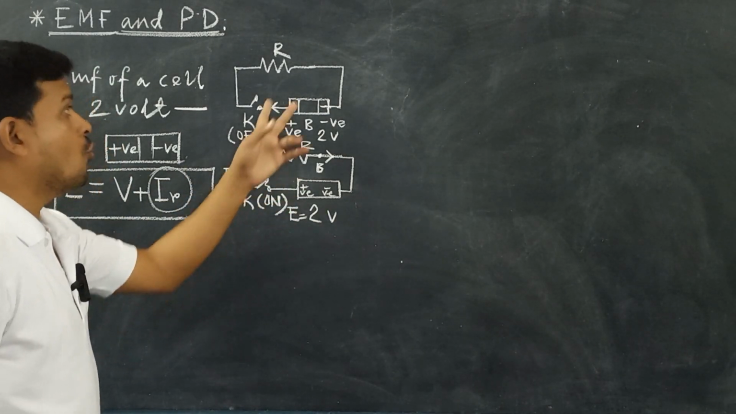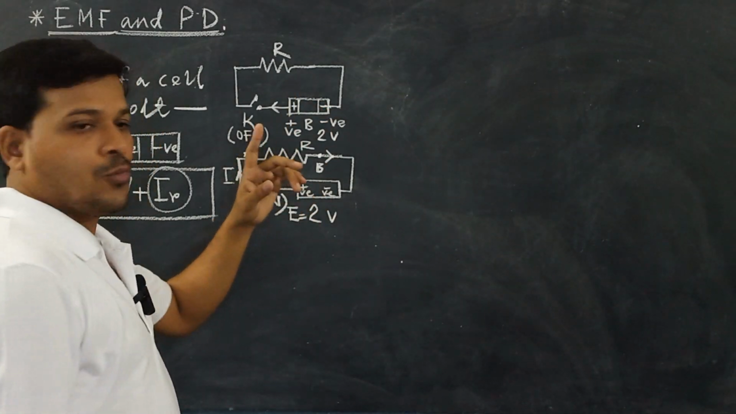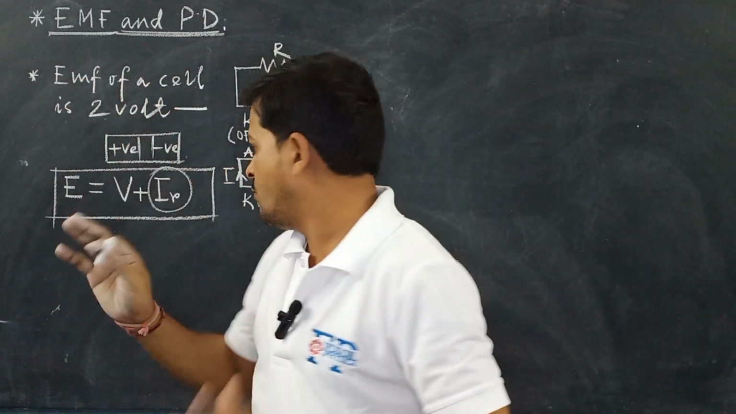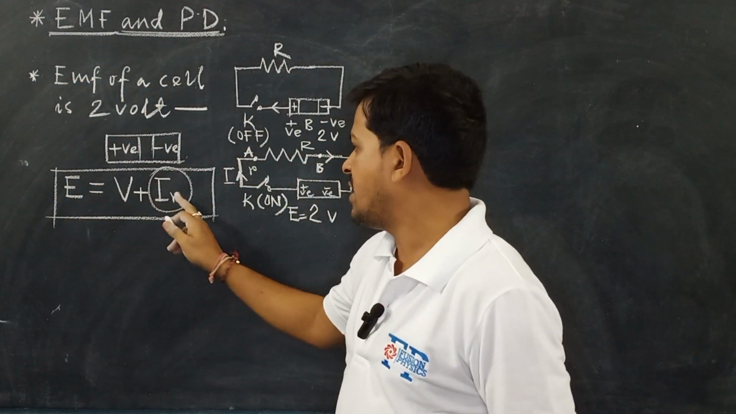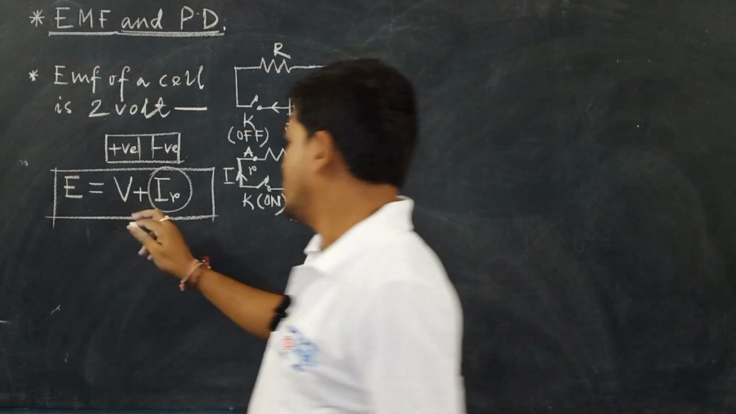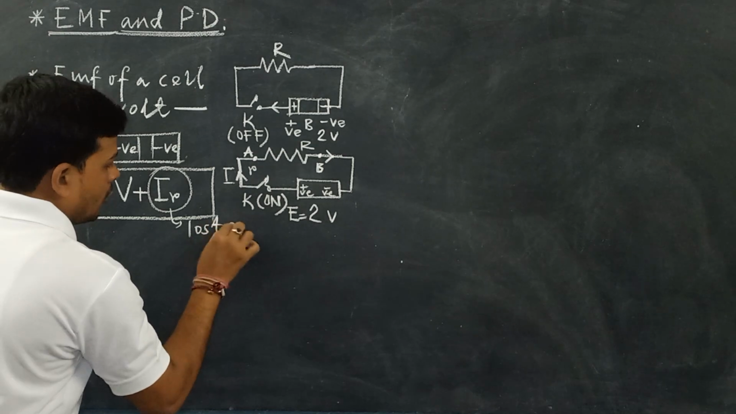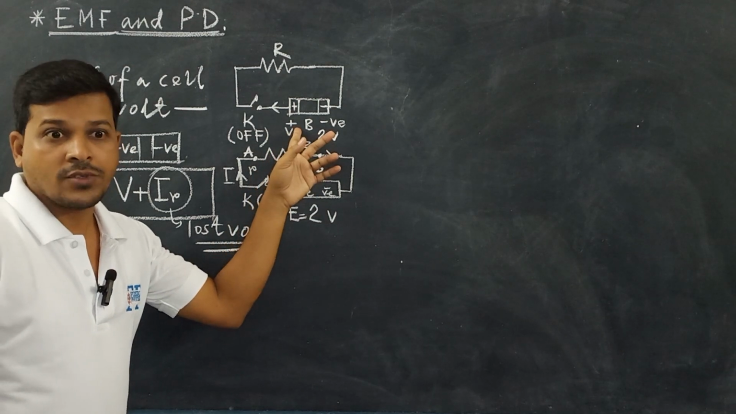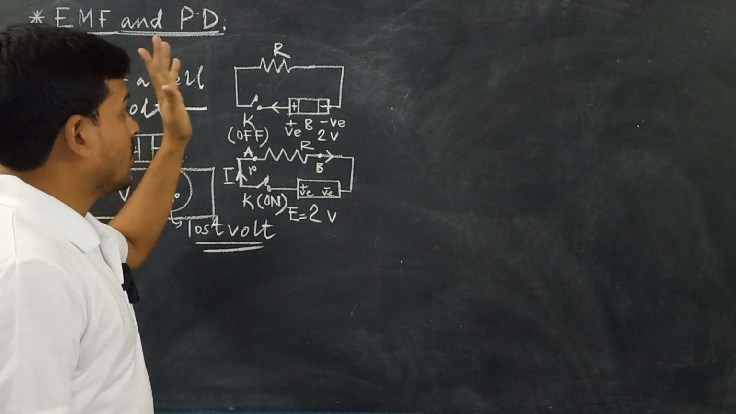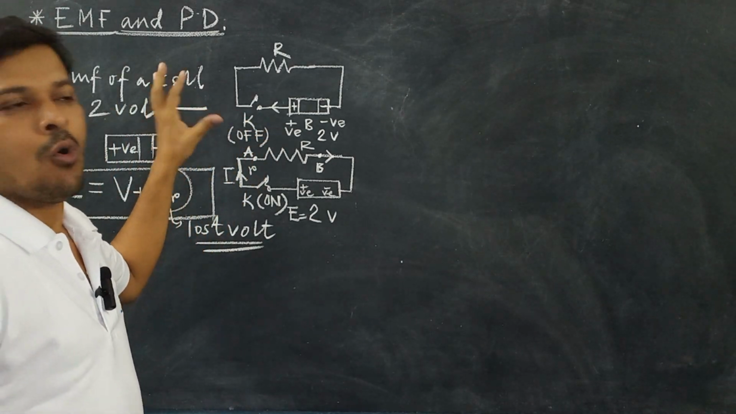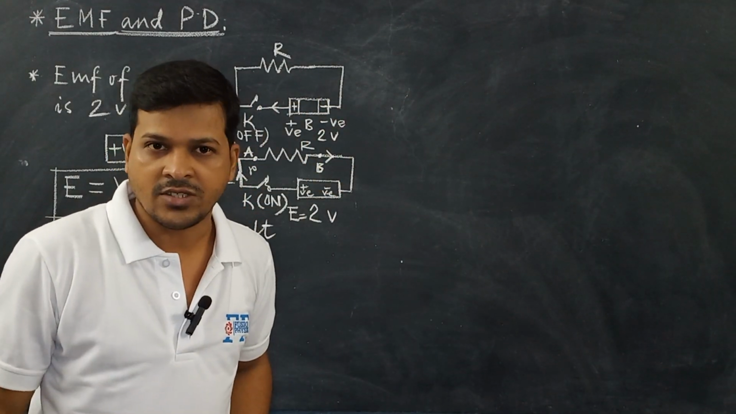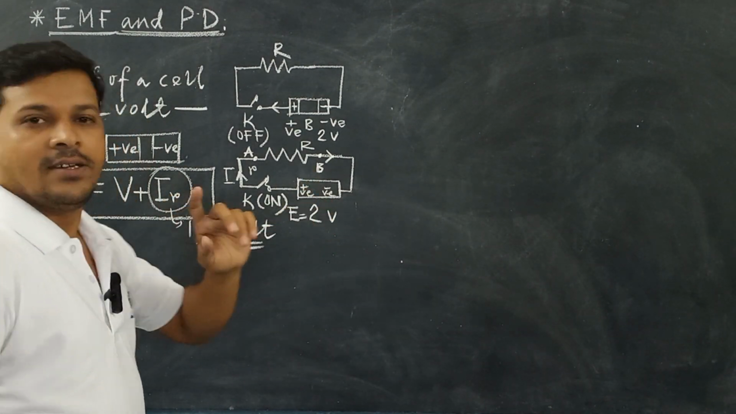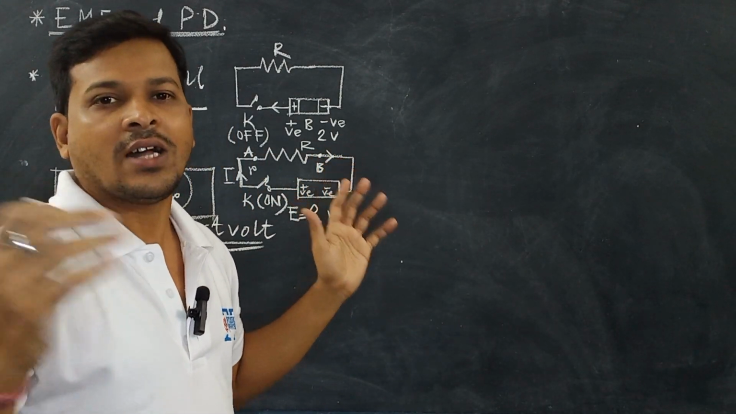EMF is the open circuit voltage difference, but PD, potential difference, is the closed circuit voltage difference. The value of EMF is always more than the PD, because of the relation capital E minus capital I small r equals capital V. This is the lost volt. Similarly, in the case of EMF the circuit is off, so only chemical energy or other forms of energy convert into electrical energy. But in the case of potential difference, the electrical energy converts into other forms of energy.